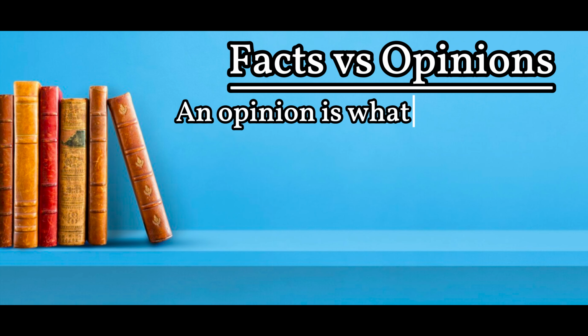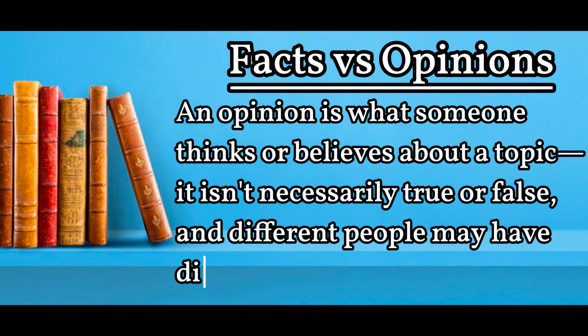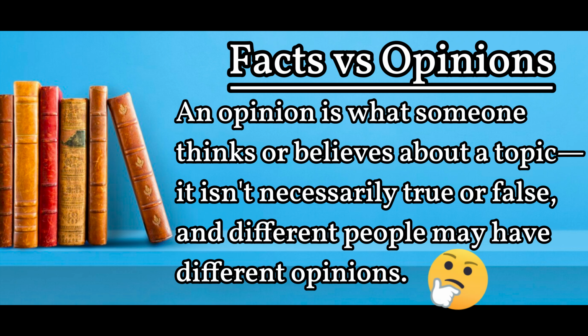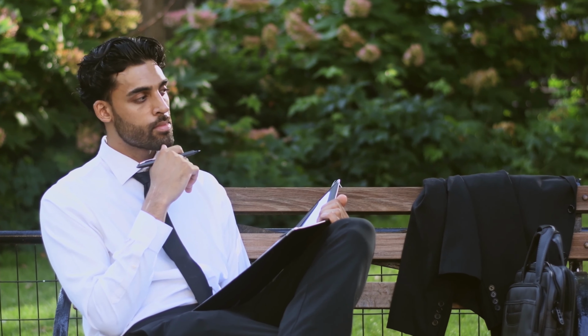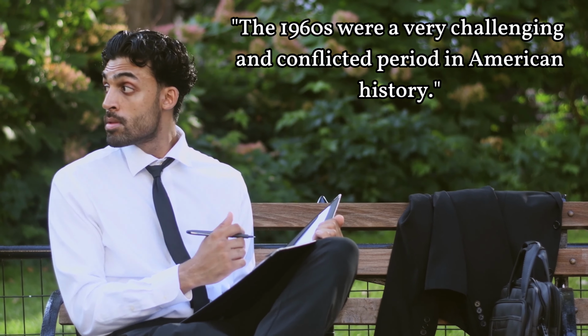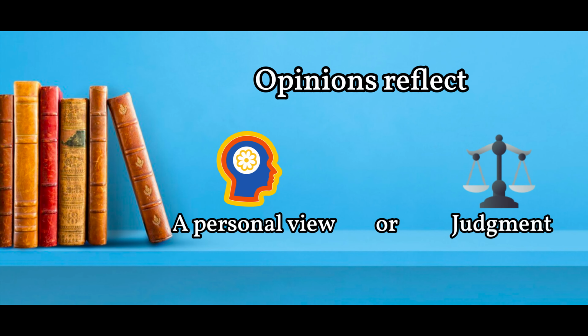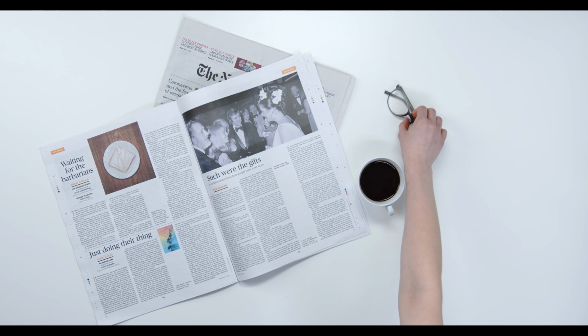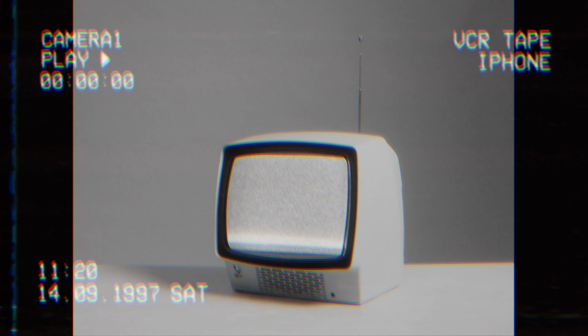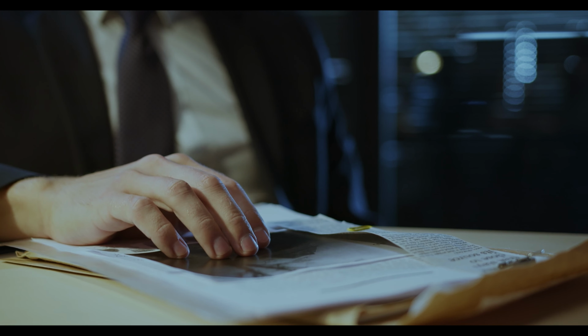An opinion is what someone thinks or believes about a topic. It isn't necessarily true or false, and different people may have different opinions. For example, consider an author stating that the 1960s were a very challenging and conflicted period in American history. This is an opinion because it reflects a personal view or judgment about that time. The author might support this opinion with facts, such as mentioning significant historical events like the Vietnam War or civil rights protests, which provide evidence but are not opinions themselves.